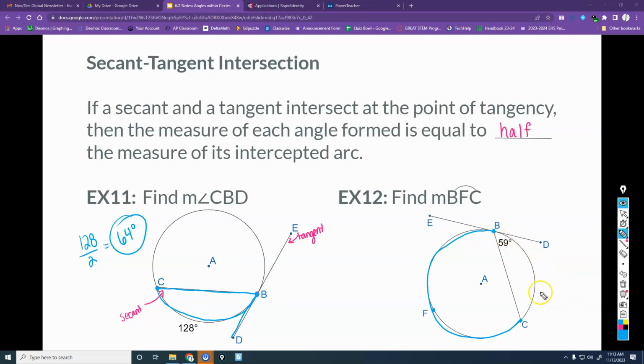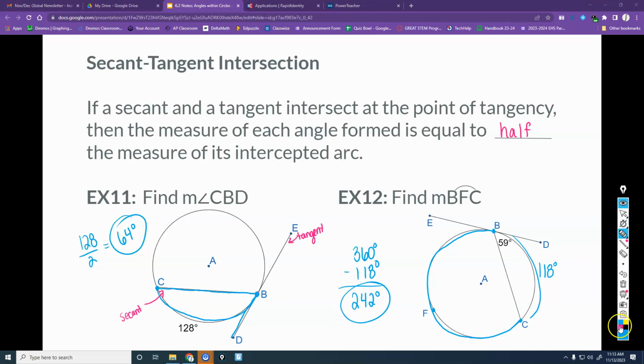The arc over here, the rest of the circle, I would just need to double 59, right? If I do 59 times 2, that's going to give me 118. So that would be this arc over here, BC. Then to get the one they're asking for, BFC, what would I have to do? 360 minus 118, and that would be 242. And that would be my answer.